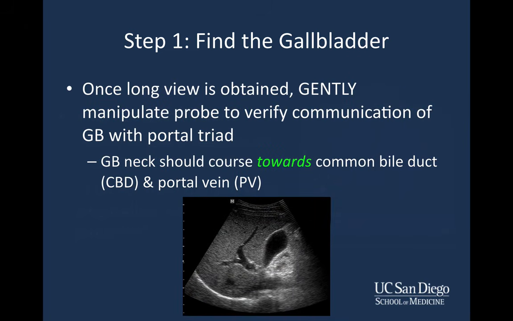Once you've obtained a long view of the gallbladder, then you want to gently manipulate the probe to verify communication of what you think is a gallbladder with the portal triad. Sometimes you might mistake a loop of bowel to be the gallbladder, and by just taking the time to identify your gallbladder, again, this is fundus of gallbladder, body of gallbladder, and neck of gallbladder. In general, the gallbladder neck should course towards the common bile duct and the portal vein. If it doesn't, or it courses in another direction, you might be looking at a loop of bowel instead of actually looking at the gallbladder itself.